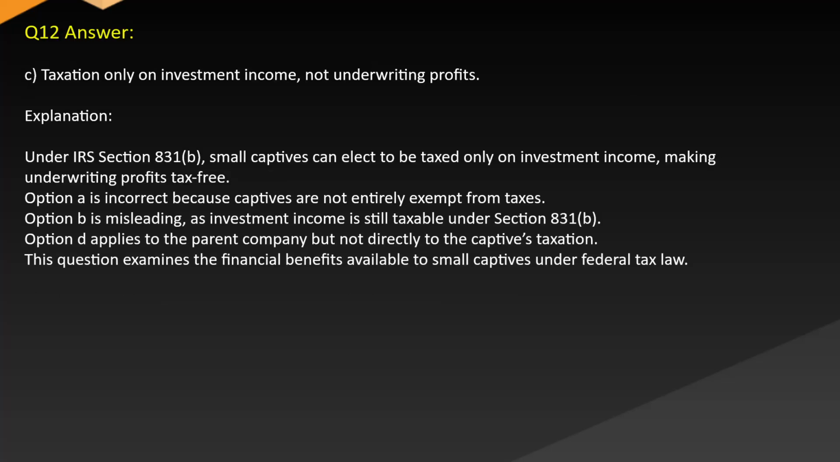Answer: C. Taxation only on investment income, not underwriting profits. Explanation: Under IRS Section 831(b), small captives can elect to be taxed only on investment income, making underwriting profits tax-free.